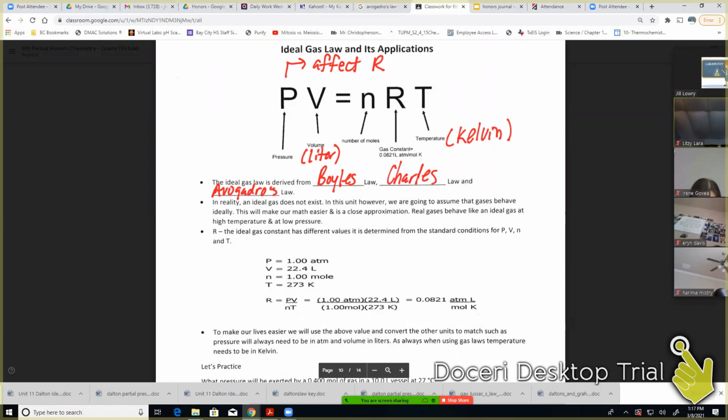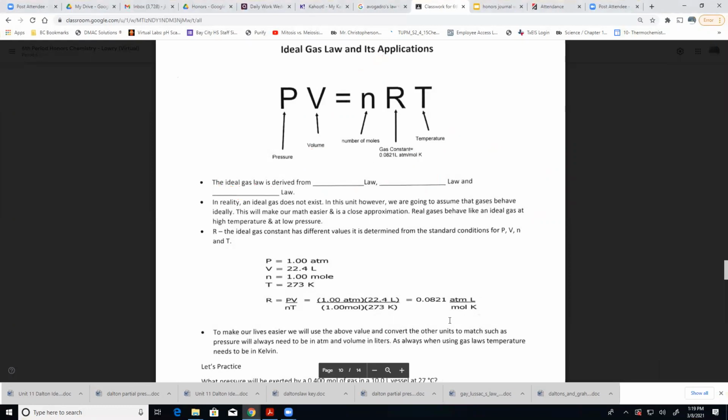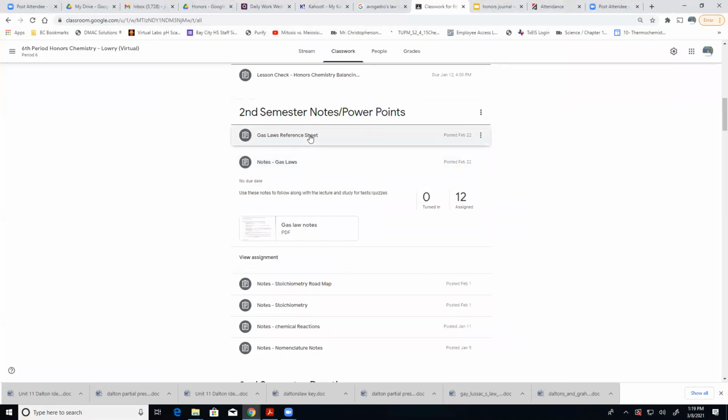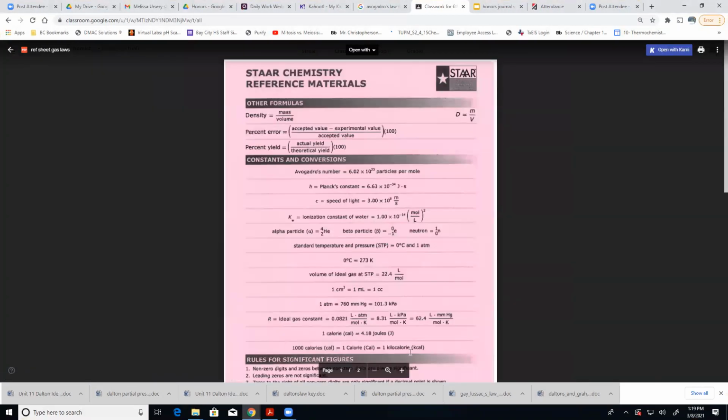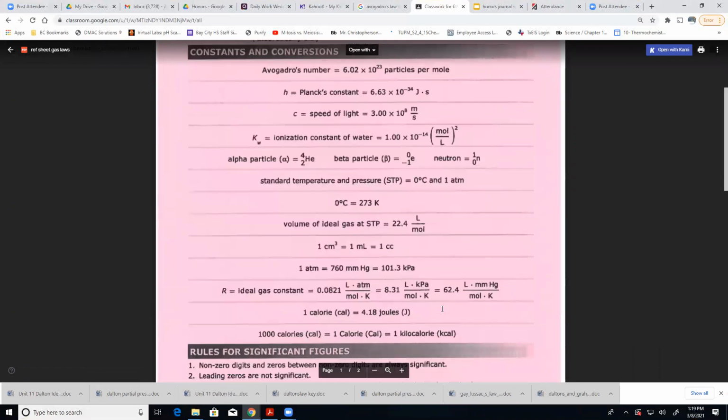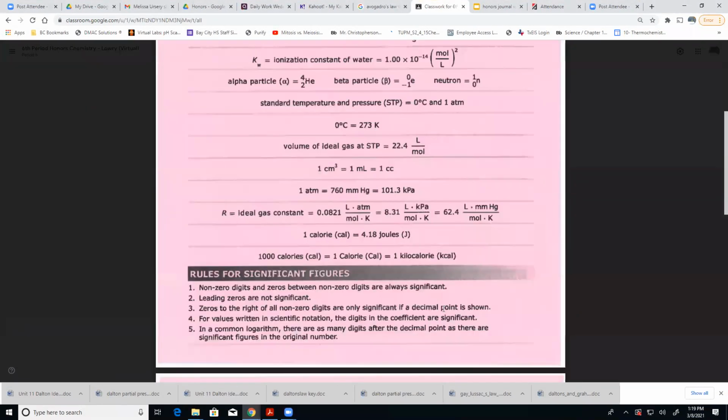So if you look at your R right here, there's a value of 0.0821 liters times atmospheres divided by moles times Kelvin. So that is one possible value for R. That is the R value that you would use if your pressure was in atmospheres. But if you look at your pink sheet, there are some other values. So let's look at our pink sheet real quick. On the side that we have the pressure conversions, you'll see right below them we have R equals ideal gas constant.